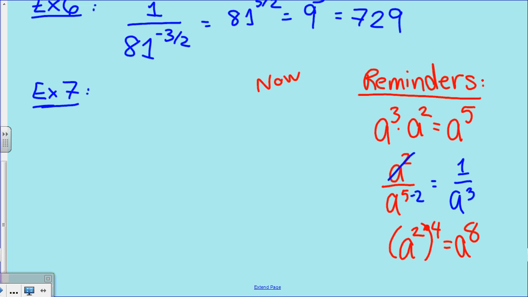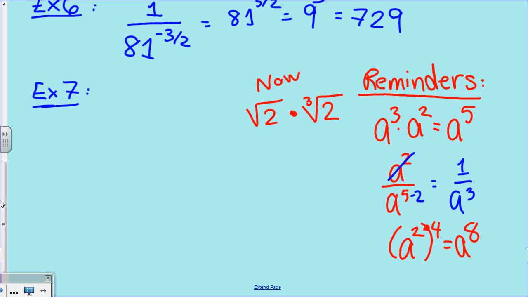Now, if I have to do the square root of 2 times the cube root of 2, before, were we able to multiply those together? No, we weren't able to do anything. We couldn't simplify it.